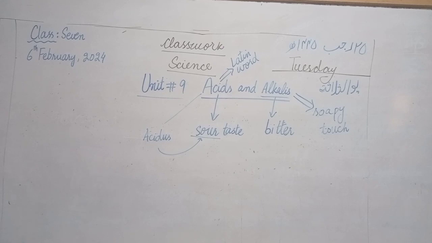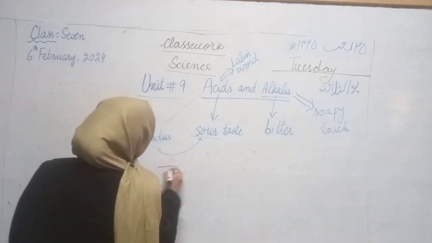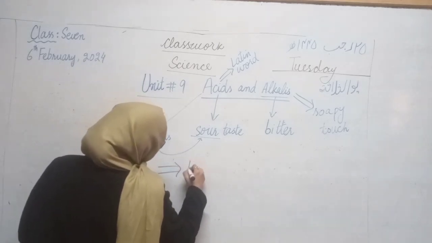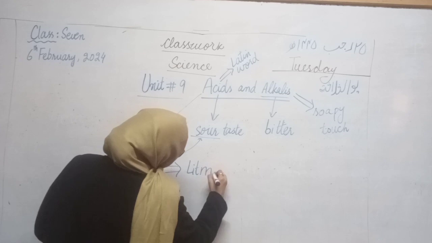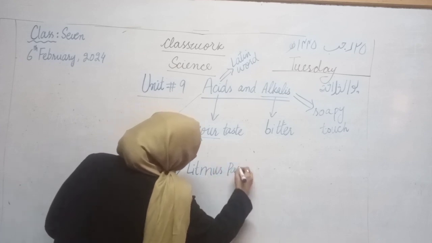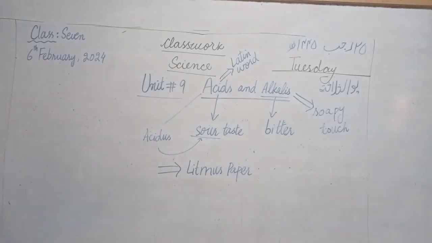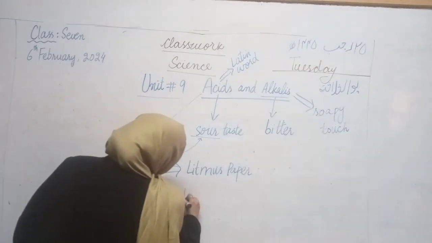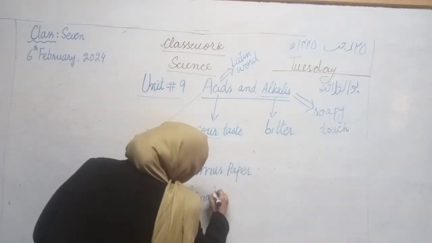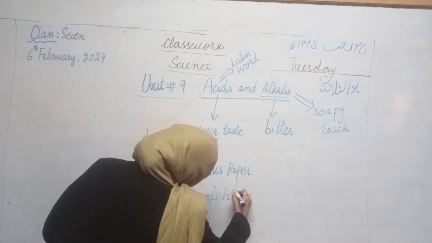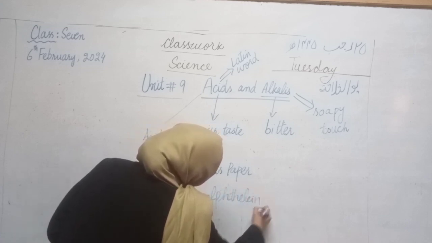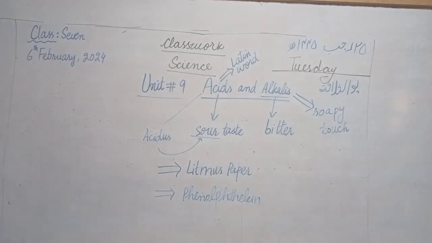In addition, we also conduct experiments in the lab with the help of indicators. I told you that the first indicator is litmus paper, and I told you the name of another indicator, that is, yes, phenolphthalein. There are a number of indicators we can use to check whether our solution is acidic or not. But mostly we use these two indicators in the lab.